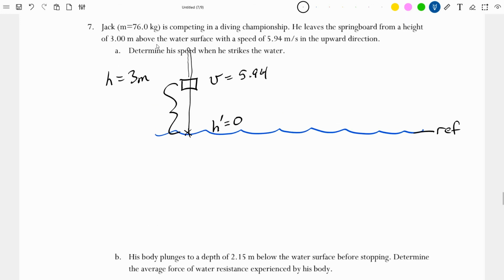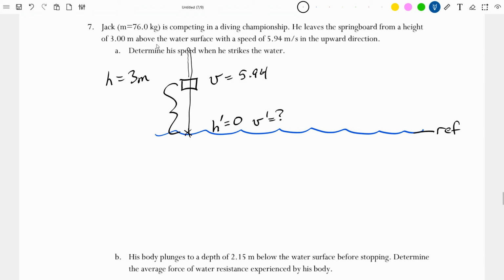Okay, determine the speed with which he strikes the water. So that would be my V prime equal to question mark. Okay, remember that this is scalar. Scalar, work, energy, scalar. And no, I'm not going to do any kinematics or anything like that. Again, in the spirit of what I've been doing all along, I'll avoid kinematics where I can.